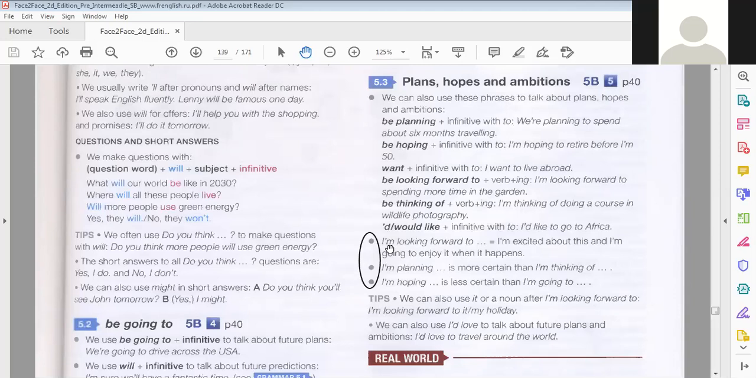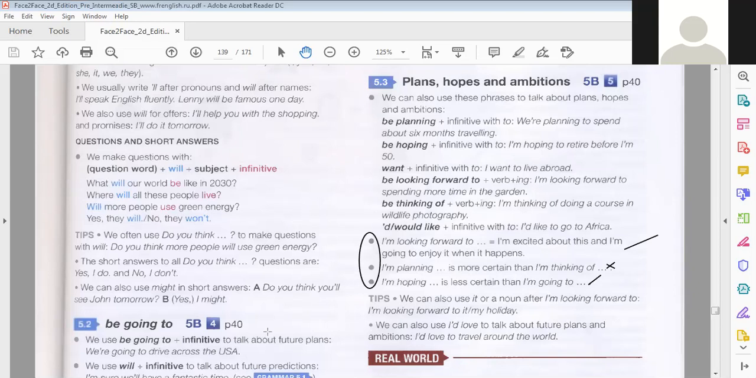Now I want you to read these 3 points because the first part is correct. We finished it. So just read these 3 points. Can you see the 3 points with my mouse? Okay. I'm looking forward. I'm excited about this, and I'm going to enjoy it when it happens. Okay, so this is correct. I'm planning is more certain than I'm thinking of. That's wrong. So this was the opposite of what you said. I'm hoping is less certain than I'm going to. All right. So this is correct too, right? Can you read the last 2 tips, please?